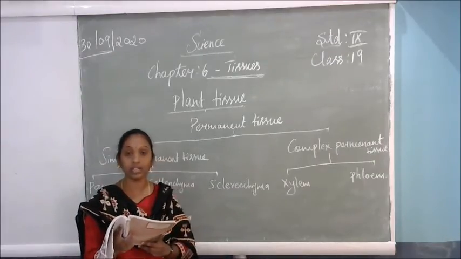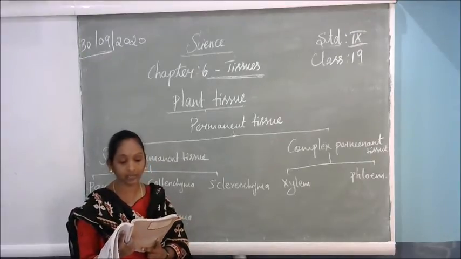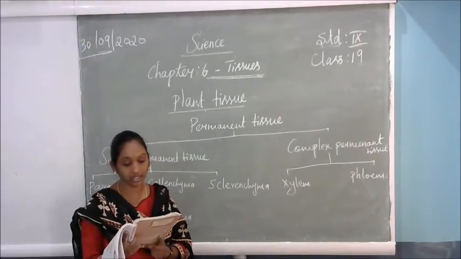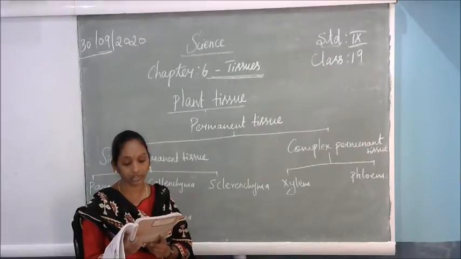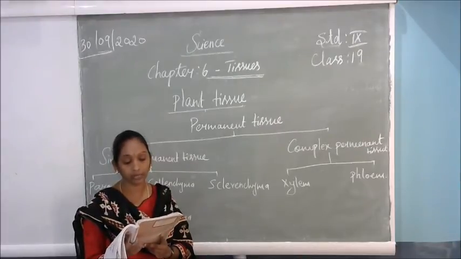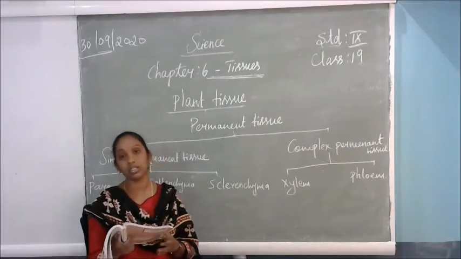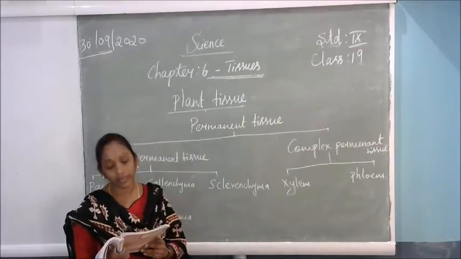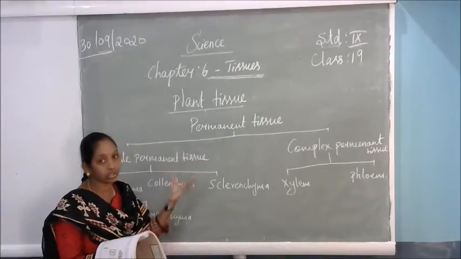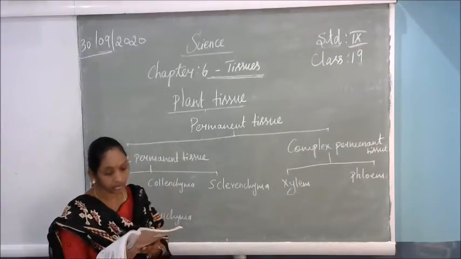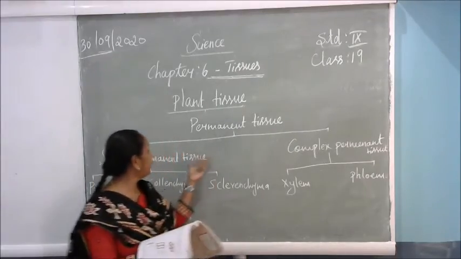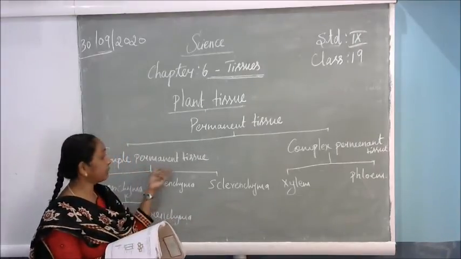So these will be permanent. The size and the function will be differentiated. Cells of meristematic tissues differentiate to form the different types of permanent tissues. Because of the meristematic tissues, it will be able to differentiate to form the different types of permanent tissues in the plant cell. And now we are going to discuss simple permanent tissues.